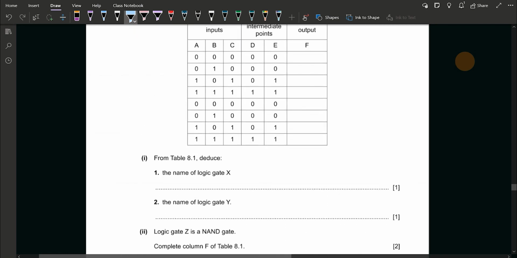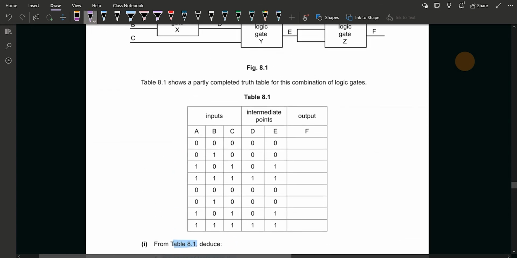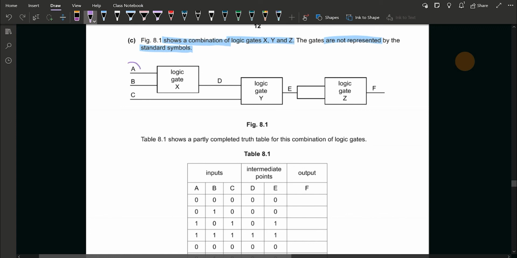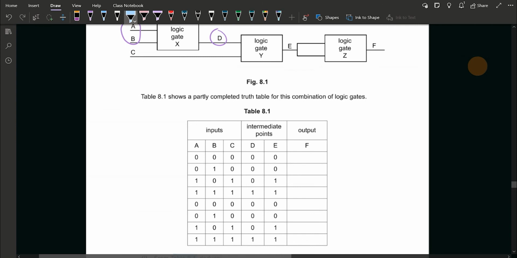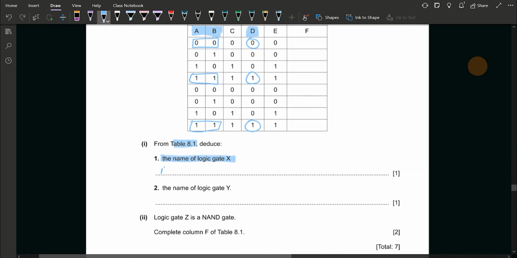Part I says from table 8.1 deduce the name of the logic gate X. So we can see here when the inputs A and B are given, the output is D. So we can check here in this table A, B, and the output is D. When both inputs are 0, the output is 0. When both inputs are 1, output is 1. Here also you can see when both inputs are 1, output is 1. So this is an AND gate, because for an AND gate, when both inputs are 1, the output is 1.